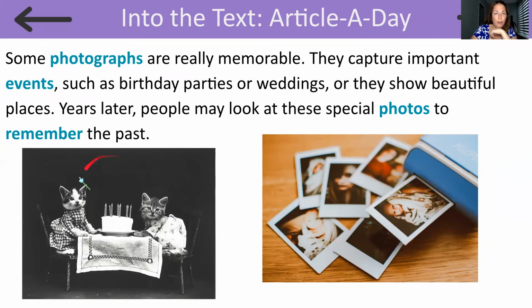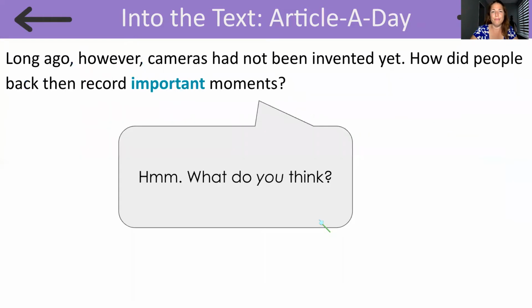So I see a photograph here that looks memorable, probably a birthday party for these kittens. And here we see some photographs of people from the past, maybe. We want to remember those moments. Long ago, however, cameras had not been invented yet. How did people back then record important moments? What do you think?